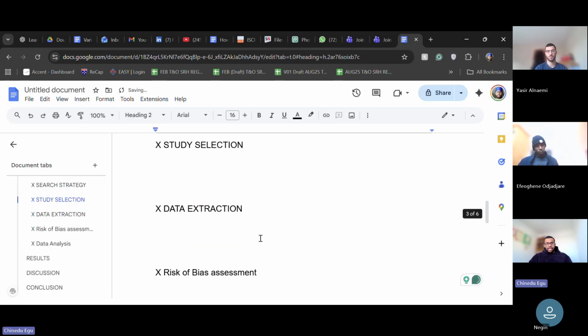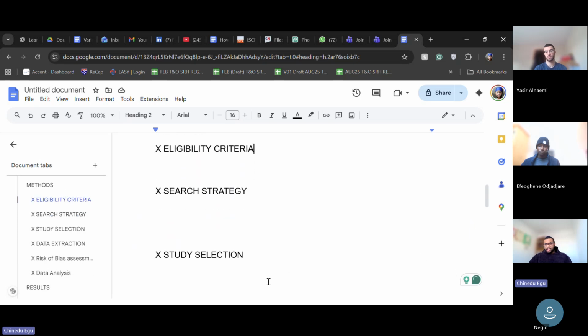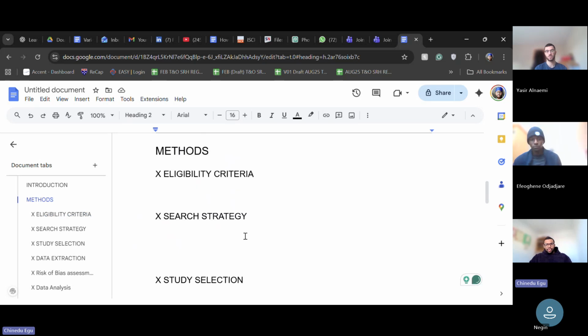So the good thing about all this is it then gives you the subsections within your methods. So you could tell FA, please write on the eligibility criteria. Yasser, work on the search strategy. Negin, work on study selection. Does it make sense? So everyone knows the subsection they're going to write. And you share this with your co-authors.